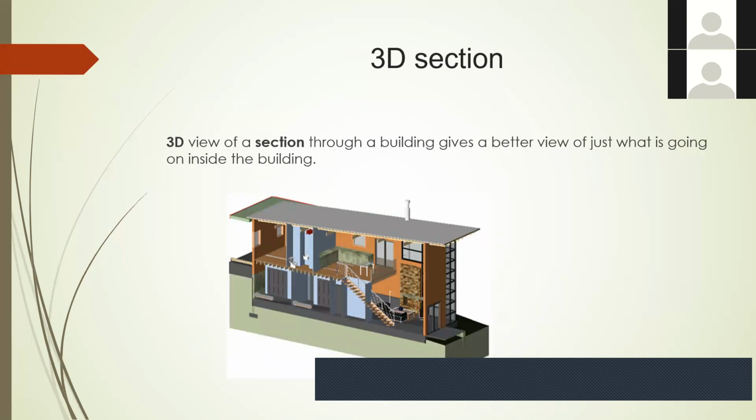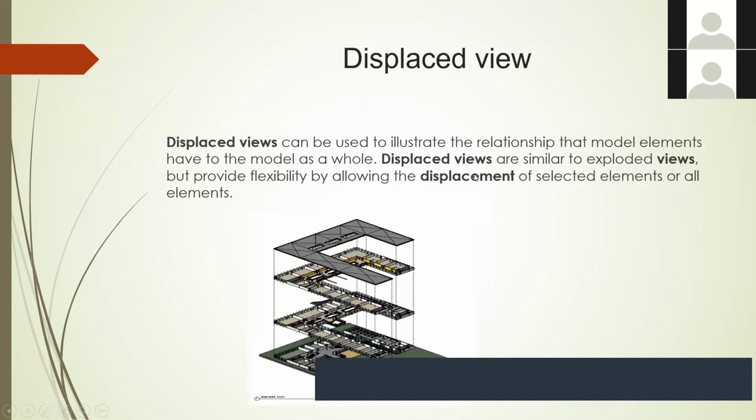In the section, while you're cutting a section, Revit allows you to go to a 3D view of that section. Then exploded views can be used to illustrate the relationship that model elements have to the model as a whole. Exploded views are very similar to the exploded view, but provide flexibility by allowing the displacement of selected elements or all the elements.